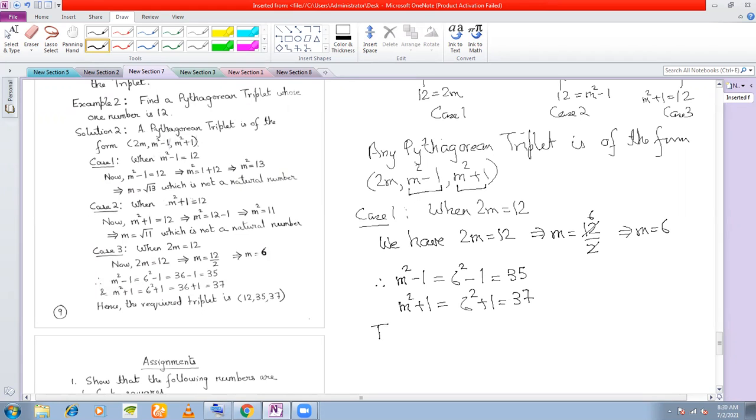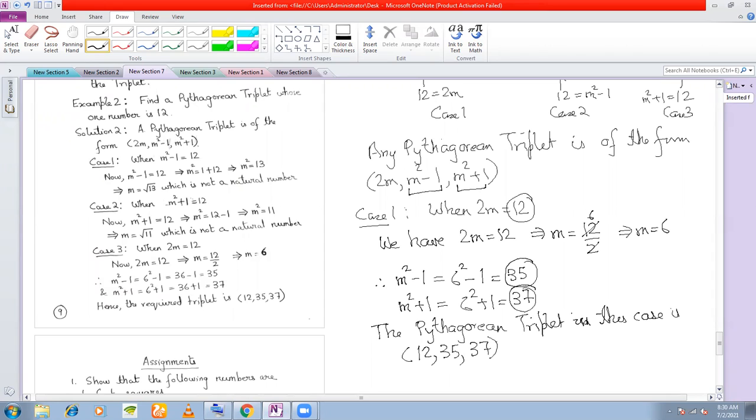So the Pythagorean triplet in this case is 2m. What is the value of 2m here? 12. M square minus 1, what is the value? 35. What is the value of m square plus 1? 37. So we're getting this triplet when 2m is equal to 12. Let us consider the next case.